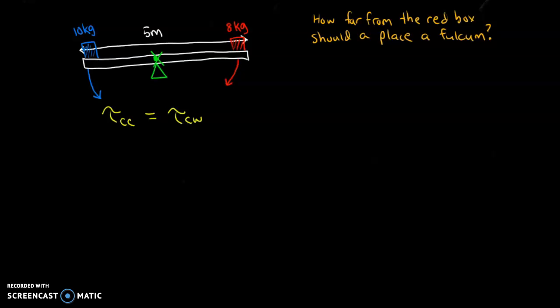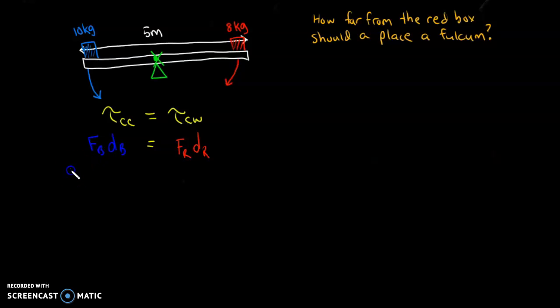Now, to find torque, I need the force of the blue box times the distance of the blue box. And I need that to equal the force of the red box times the distance of the red box. Now, if I look at what I'm given, I know the mass of the blue box, and I know the acceleration due to gravity on the blue box. I know the mass of the red box, and I know the acceleration due to gravity on the red box, so I can figure out my forces.